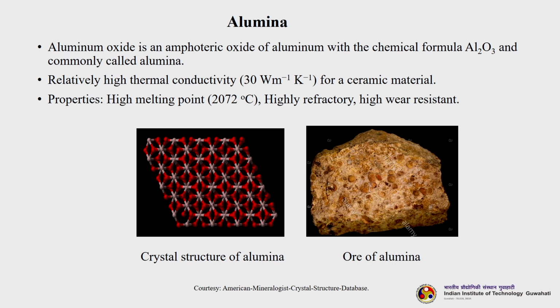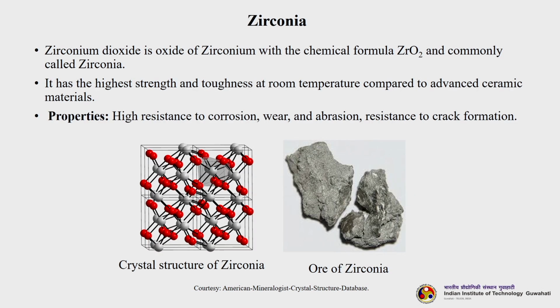So, the next class of material is alumina. Alumina is aluminum oxide, an amphoteric oxide of aluminum with the chemical formula Al2O3. It has relatively high thermal conductivity for a ceramic material, and its melting point is very high, 2072 degrees centigrade. They are highly refractory and have high wear resistance. You can see how the crystal structure of alumina looks, and this is the ore from which alumina is prepared.